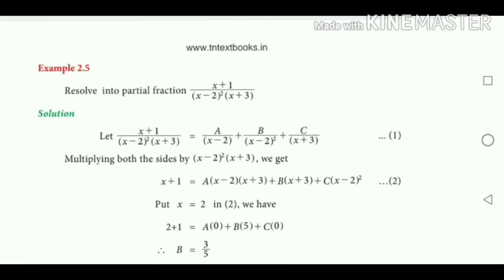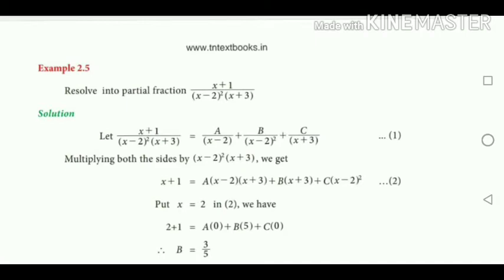This is also the same model: resolve into partial fractions x plus 1 divided by (x minus 2) whole square into (x plus 3). Here (x minus 2) whole square means it is (x minus 2) into (x minus 2), and one more term is x plus 3. So a by x minus 2, b by (x minus 2) square. If it is a power term, you have to take like this, that is (x minus 2) whole power 1 as well as (x minus 2) whole power 2. That is, a by x minus 2 plus b by (x minus 2) whole square plus c by x plus 3. This is the first equation.